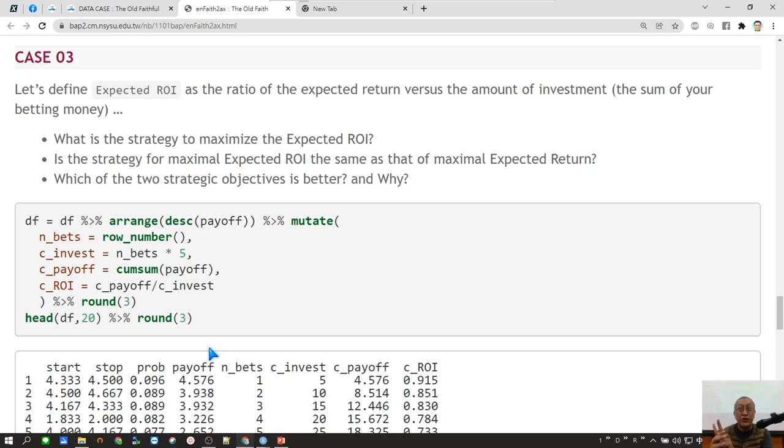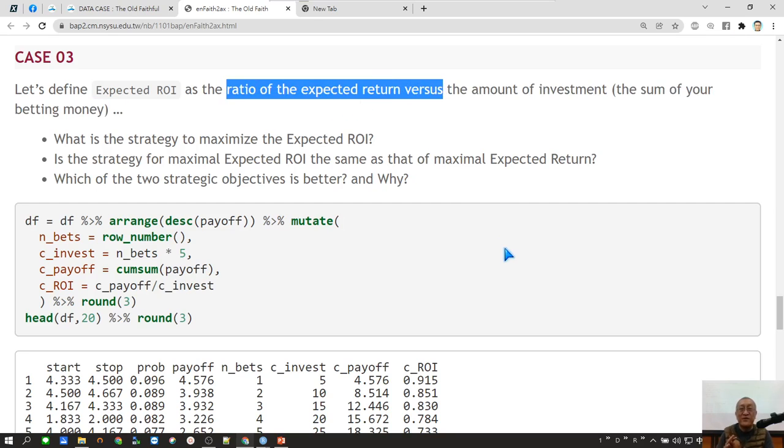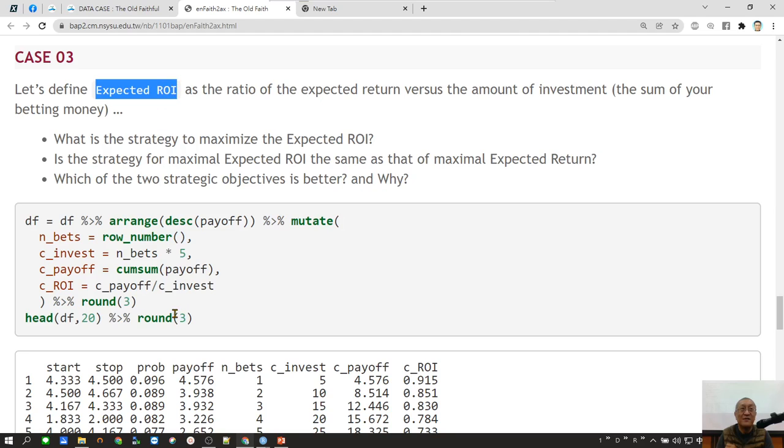Now in this case, we have two different business objectives, right? The first thing is to steer the net expected outcome. The second thing is the expected ROI, which is the ratio of expected return versus the amount of investment, okay? ROI, you know this, right? It's a very, very common term in business, right? So right now we are looking for two things. We are not only looking for a good expected payoff, we also want to have the best expected ROI, okay?